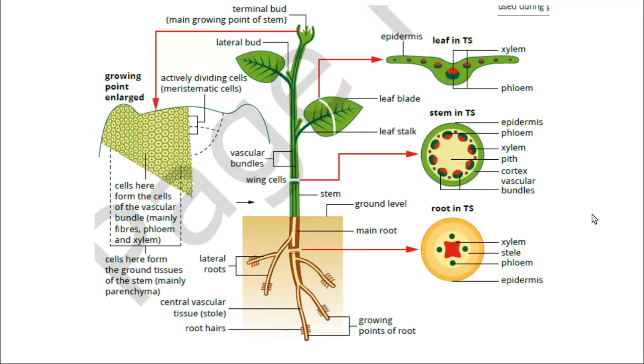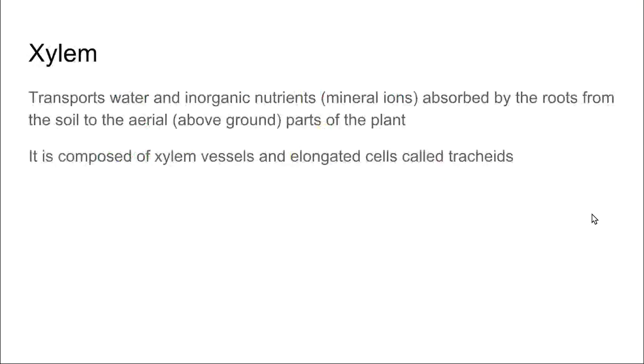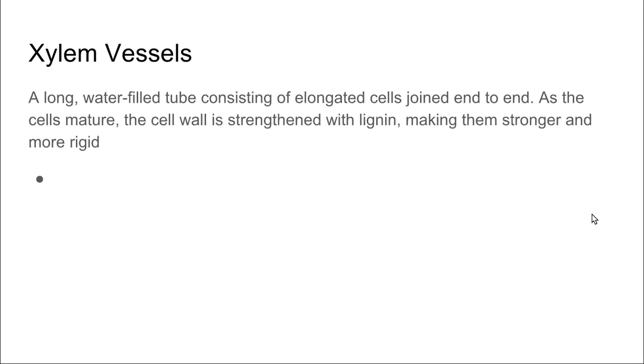Again, we can see that the organization in the roots compared to the leaves is different, but both the xylem and the phloem tissue run from the root to the leaf tissue. The xylem is responsible for transporting water and inorganic nutrients, which are mineral ions, absorbed by the roots from the soil to aerial parts of the plant. It is composed of xylem vessels and elongated cells called tracheids.